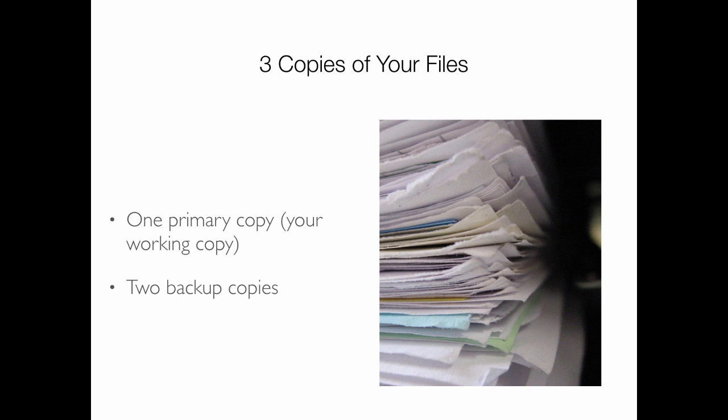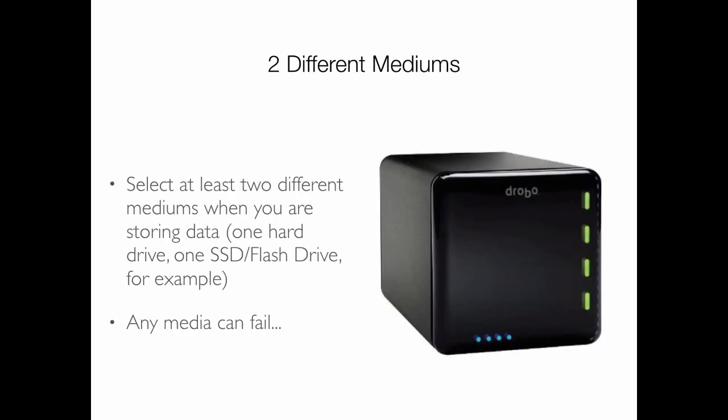We have one primary copy. That's the one that you work on and that you actively change. And then we have 2 backup copies. And just bear with me for where those are for right now. 2 backup copies. So 1 primary, 2 backups. 2 different mediums. So we store those 3 files on 2 different mediums.